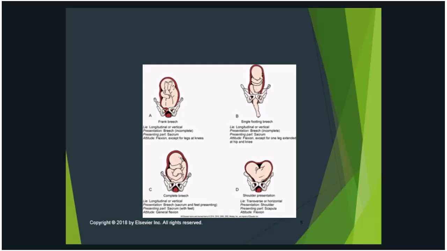So frank breech, where the legs are straight up by the head. Single footling breech, one foot comes out first. This could cause hip dysplasia. Baby's not coming out most likely that way. Babies that come out that way could be preterm, because usually the head comes out first and the cervix kind of pushes back, so you don't want the feet to come out first, because it could cause decapitation once you get to the head. Complete breech, C-section. Shoulder presentation, C-section.